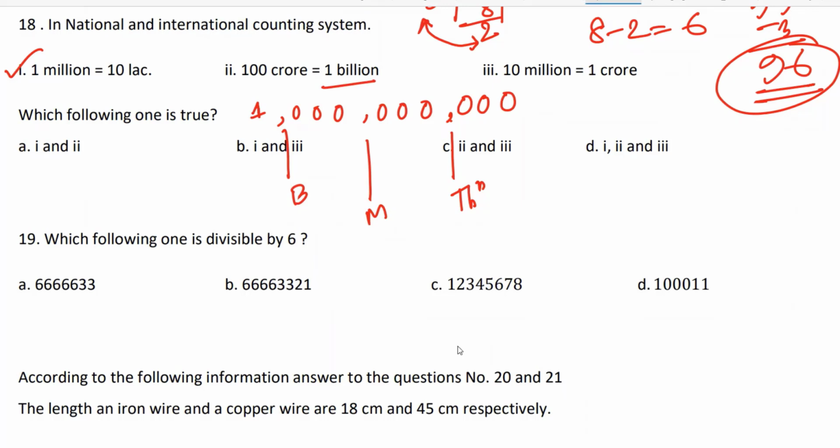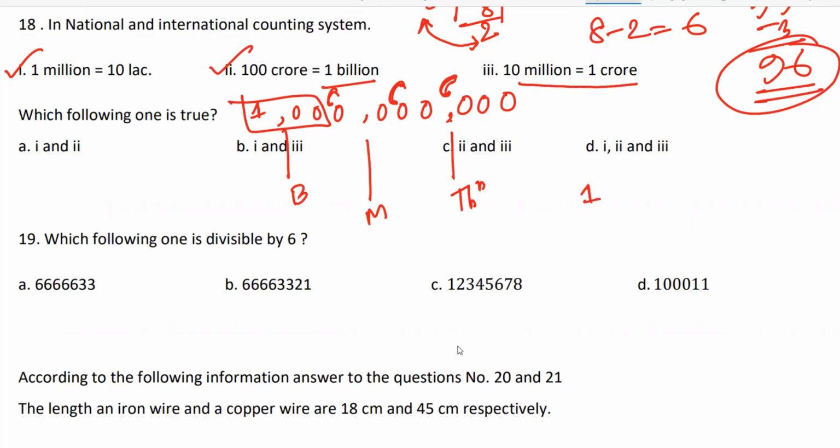In the local system, the first comma is after 3 digits, then 2, then 2. The first comma is for thousand, the second comma for lakh, and the third comma for crore. That means 100 crore equals 1 billion. The second information is also correct. Now, 10 million equals 1 crore.